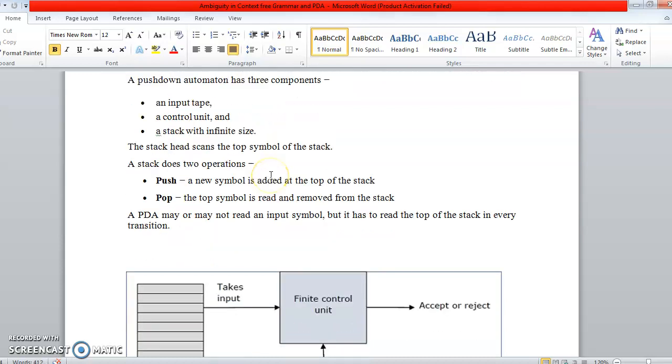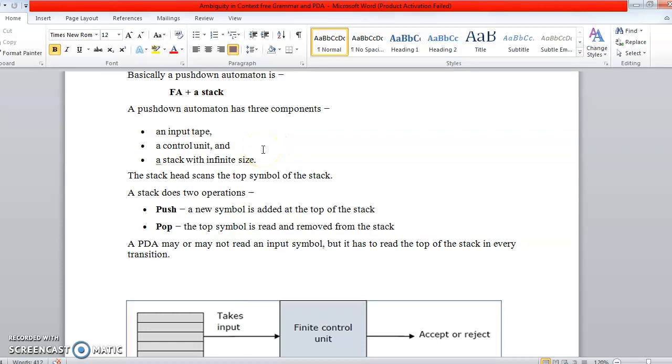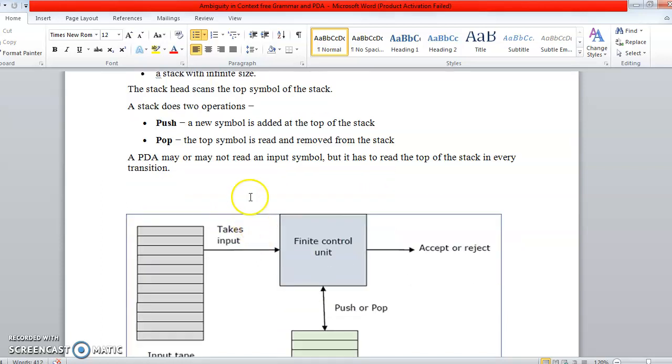What are the components of the push-down automata? An input tape, a control unit, and a stack with infinite size. Here are the two most important operations which will be held on the stack, that is push and pop. Push means the symbol is pushed to the stack, and pop means the symbol is removed from the stack.